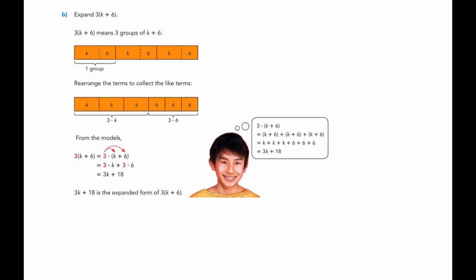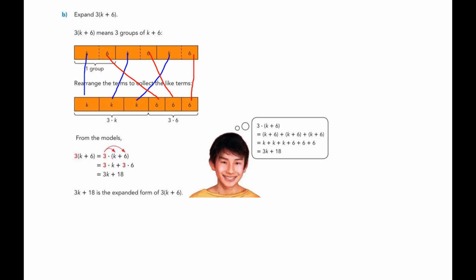We're going to do the same exact thing here when we expand 3 times (k plus 6). That means 3 groups of k plus 6. As a bar model, see k plus 6. Here's one group, and then here's another group, and finally our third group. Then we can rearrange them so that all the k's are together, and all our 6's are together. All these k's is simply 3k, and these 3 sixes is 3 times 6, which becomes 18.